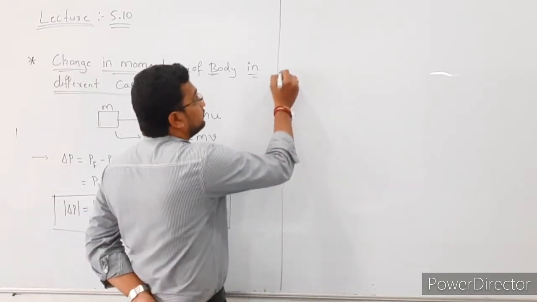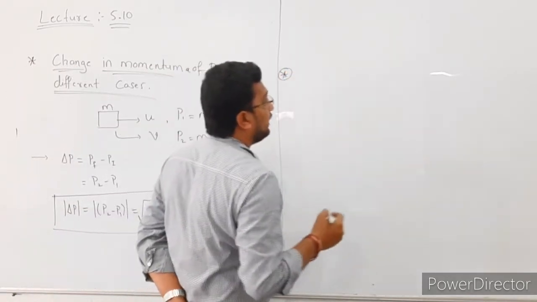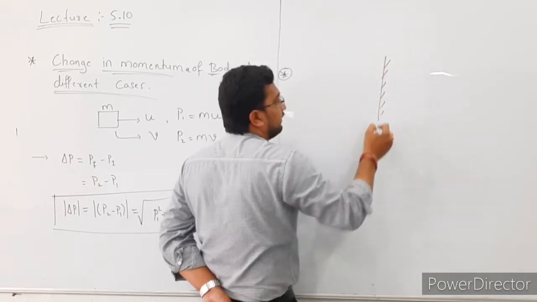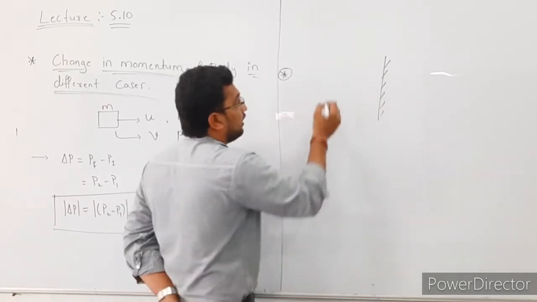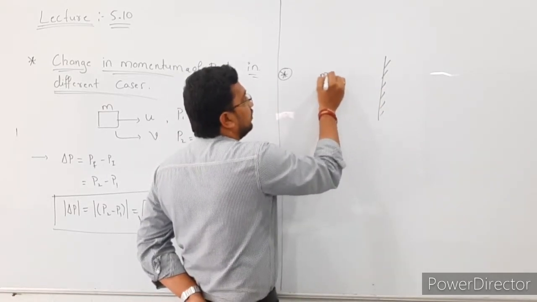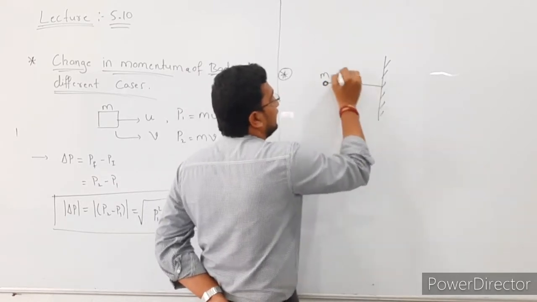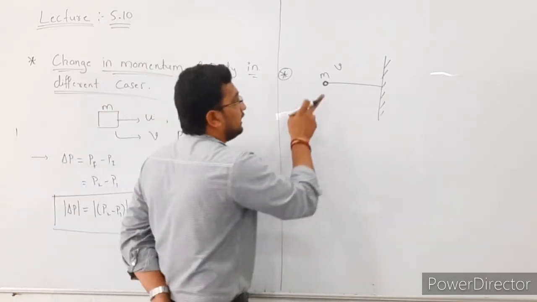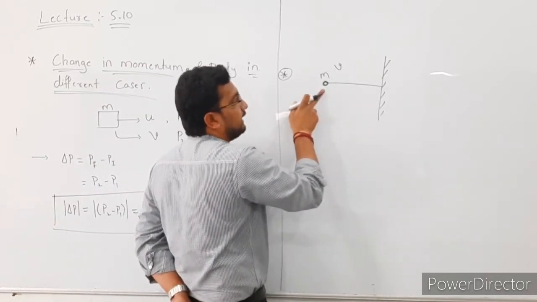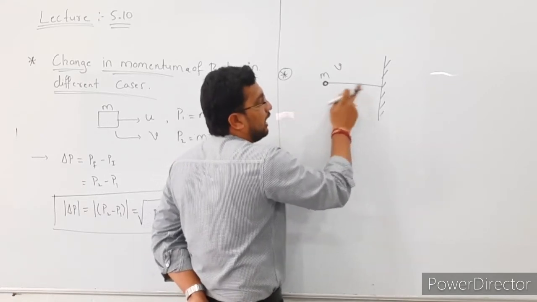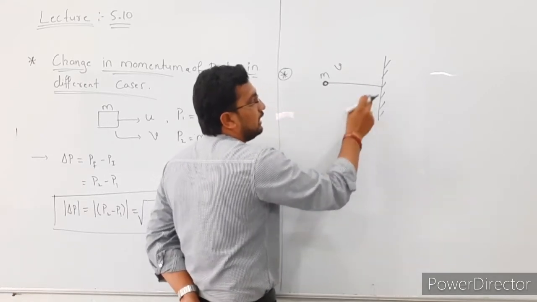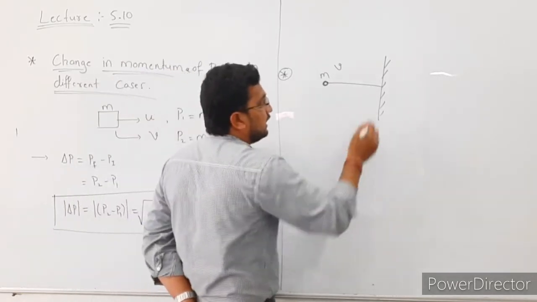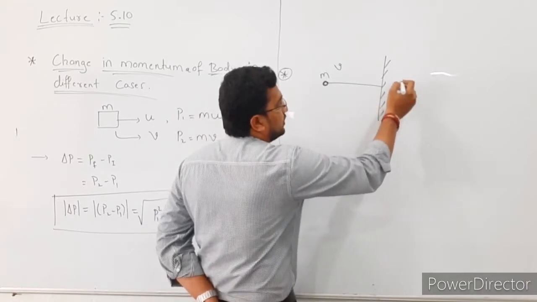Okay, the next one. Consider a body of mass m. In this case, this is the rigid surface or the wall. A body of mass m is moving in this direction with some velocity v, where v indicates the initial velocity of that body. After collision, that body immediately comes to rest, which means the final velocity of that body is 0.